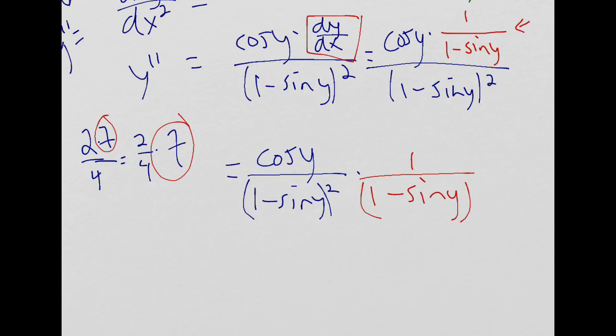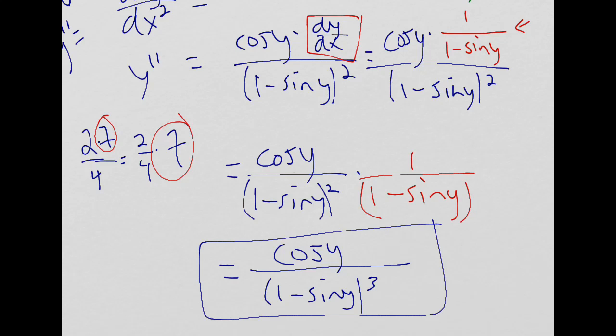Notice those denominators are the same, so I'm going to simplify this and write cosine of y over 1 minus sine y squared times another 1 minus sine y. So that gives me a total denominator of 1 minus sine y cubed. And that is the final, most simplified answer. Although, as I said, you could write this and get credit for it on an FRQ.